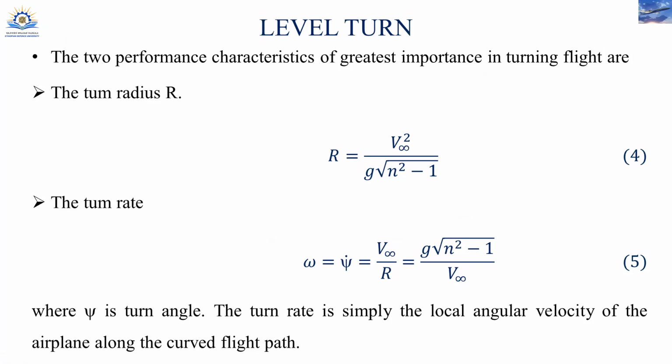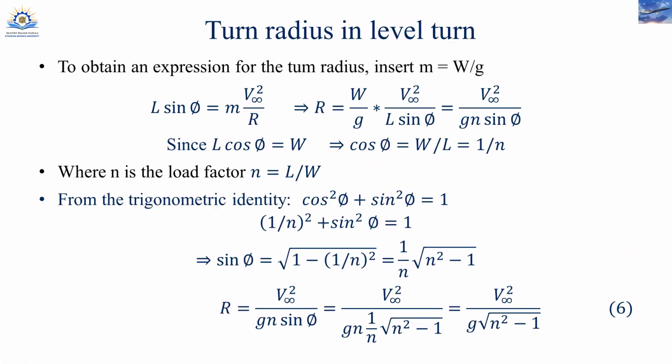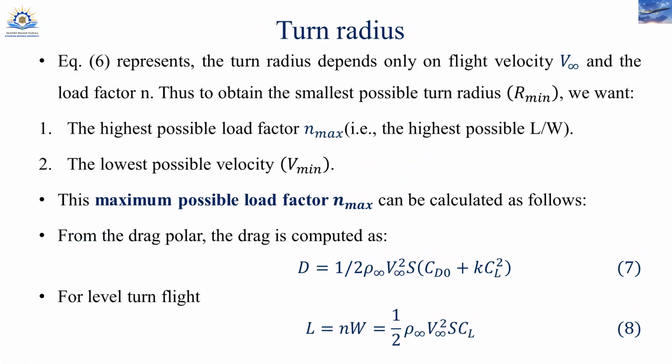Minimum radius, maximum omega, turn radius, or turn rate. So these are requirements. The highest possible load factor, N max, is required, which is the highest possible L over W. We are familiar with the maximum lift to drag ratio, but now the lift to weight ratio should also be maximum for appropriate turning. And the lowest possible velocity, V minimum, is required. V minimum in combination with N maximum will provide us an appropriate turning.